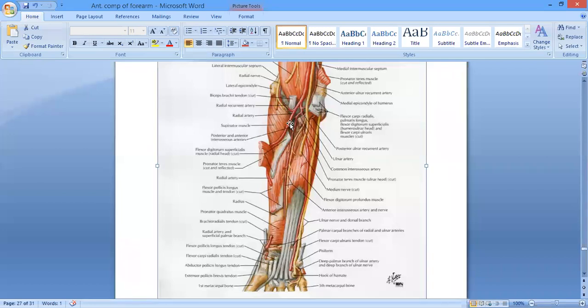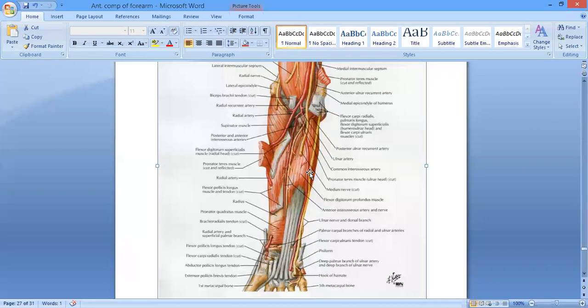So the 2 arteries of the anterior compartment coming downward are the radial artery and the ulnar artery, and the 2 nerves which are entering the anterior compartment, one is the median nerve and the other one is the ulnar nerve. Right. So we'll be talking about all these things one by one. First of all, we'll talk about the muscles.